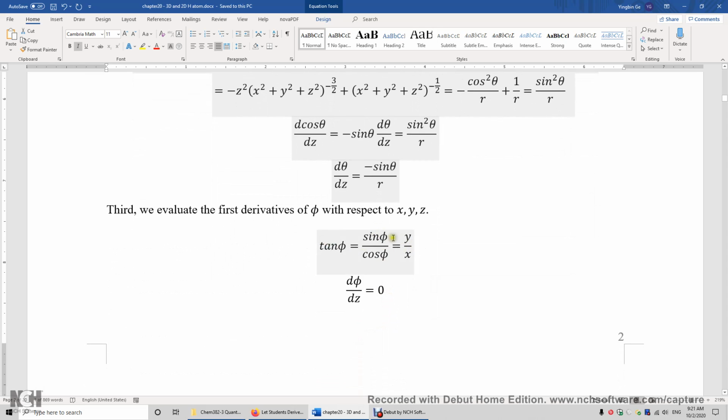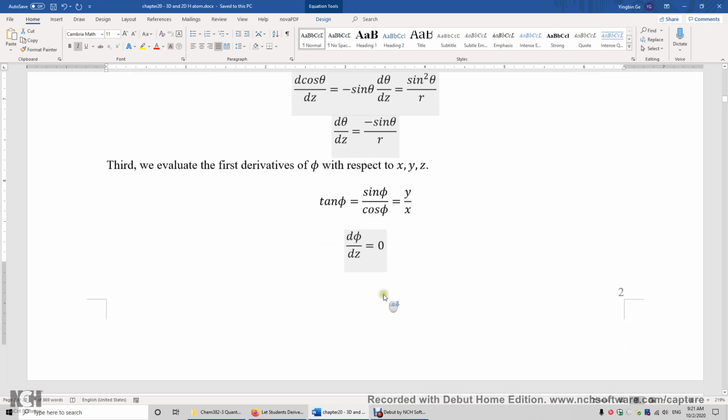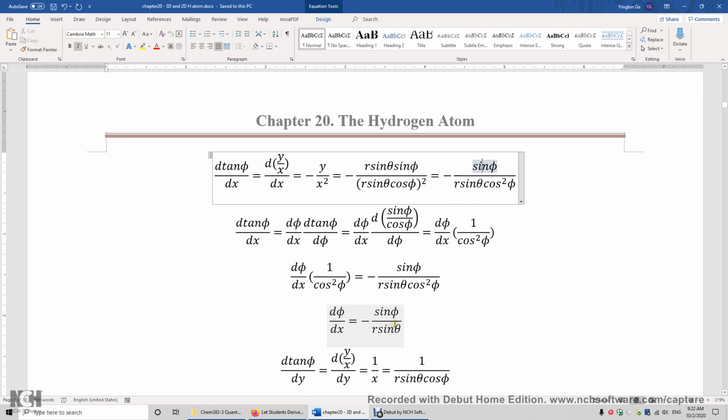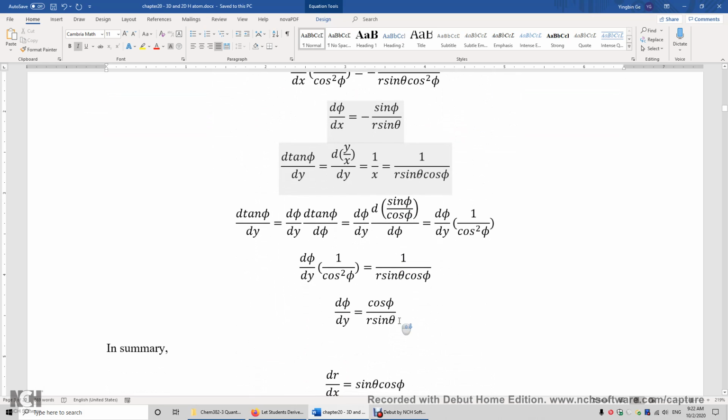Over here, this equation tells us phi only depends on y and x. So d phi over dz is just 0. And how do we get d phi over dx? We actually do d tangent phi over dx first. We get this. And then we solve this d tangent phi and see how it is related to d phi. It's right here. d tangent phi over d phi is 1 over cosine phi squared. So by using this equation and this equation, we will get d phi over dx. Similarly, we'll get d phi over dy. So this is d phi over dy.